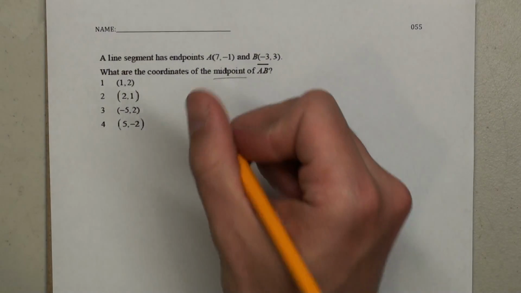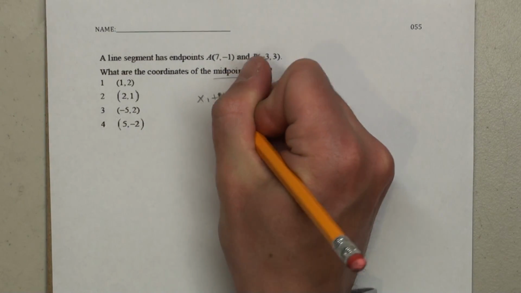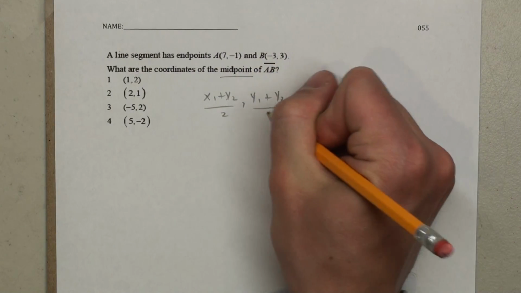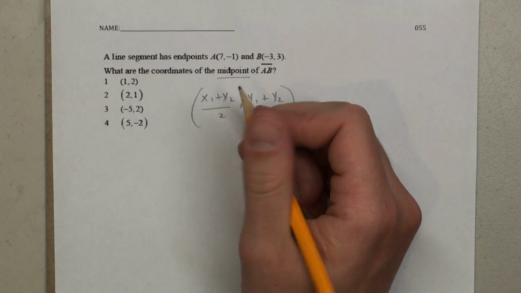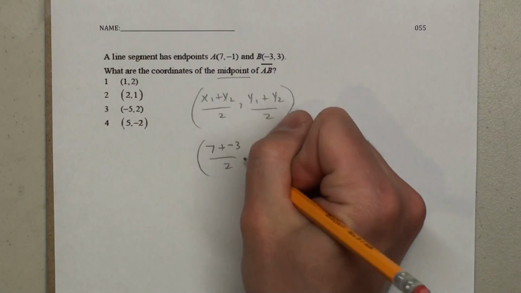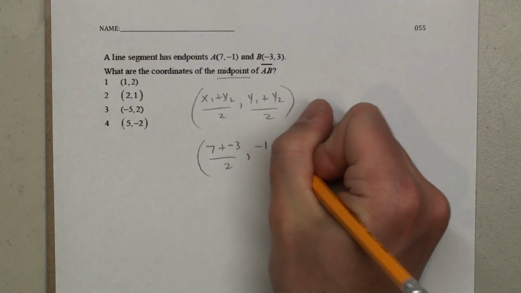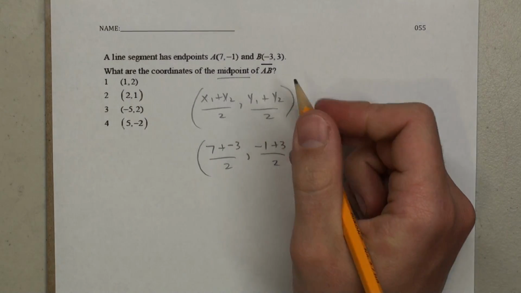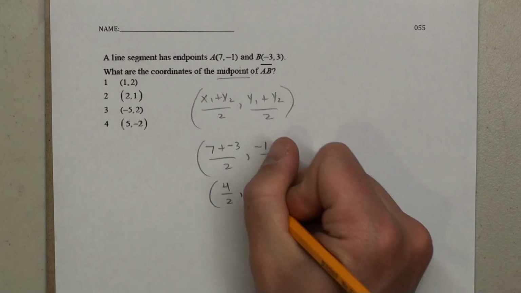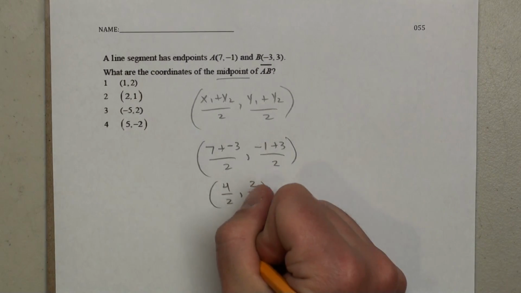So 2x plus 2, comma, y. Midpoint, x1 plus x2 over 2, comma, y1 plus y2 over 2. 7 plus negative 3 over 2, negative 1 plus 3 over 2, 4 over 2, 2 over 2, 2 comma 1.